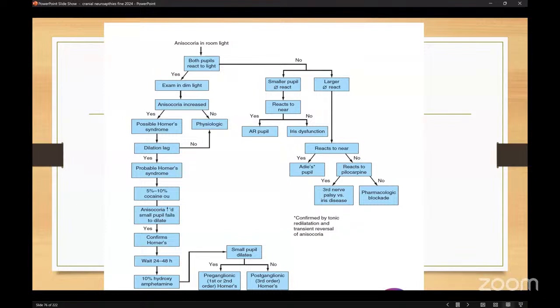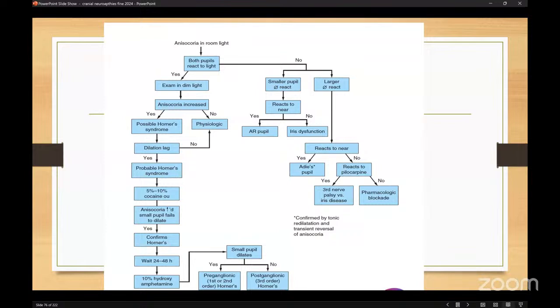So if there is a dilated pupil and it is not constricting to light, but it is constricting to accommodation, it becomes ADS tonic pupil. And if it is not reacting to accommodation also, you put pilocarpine. If it reacts to pilocarpine, that means it is a third nerve palsy. If it doesn't react to pilocarpine also, it becomes a pharmacological blockade.